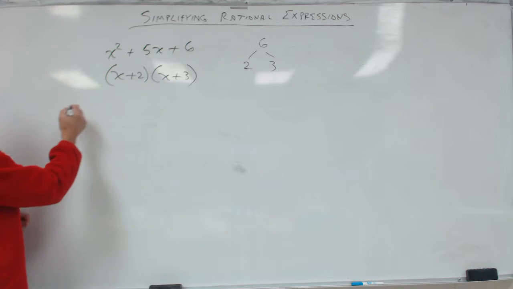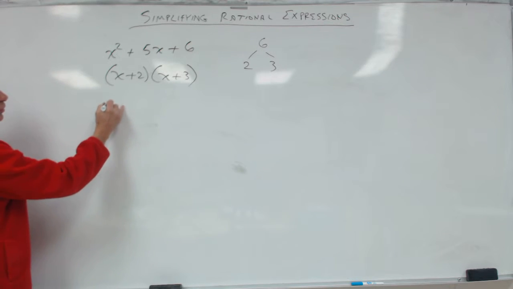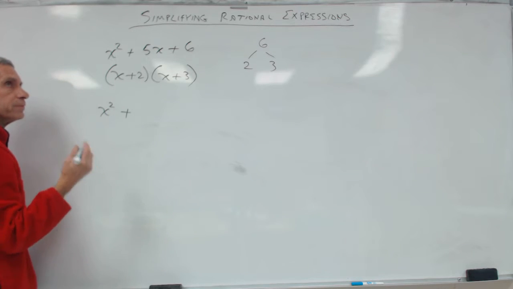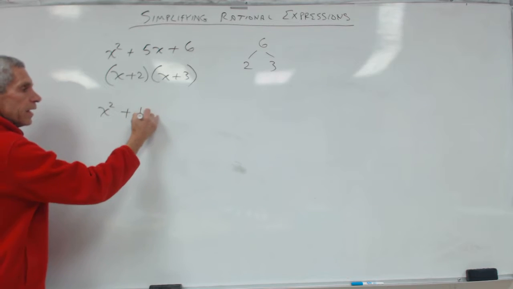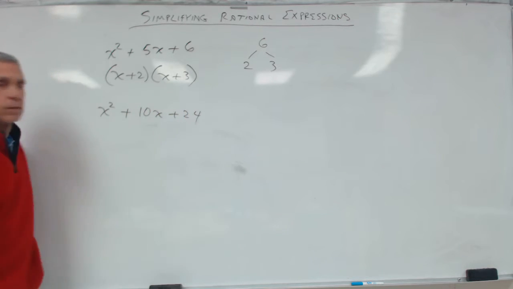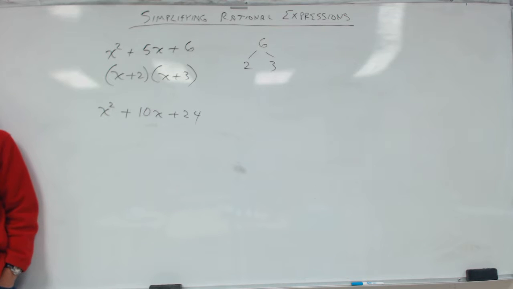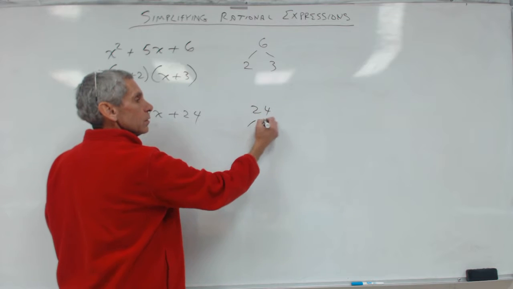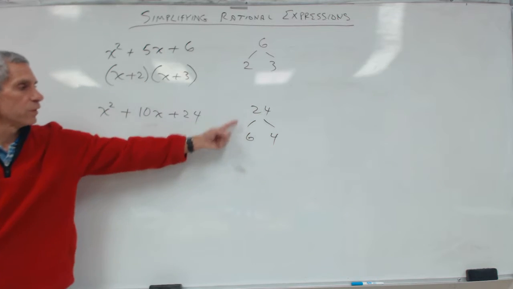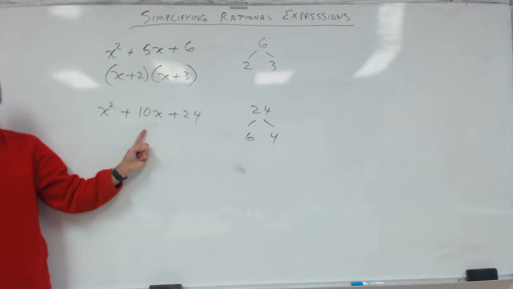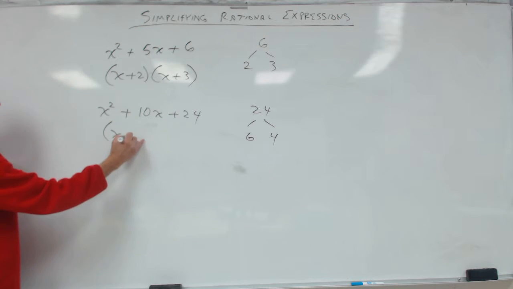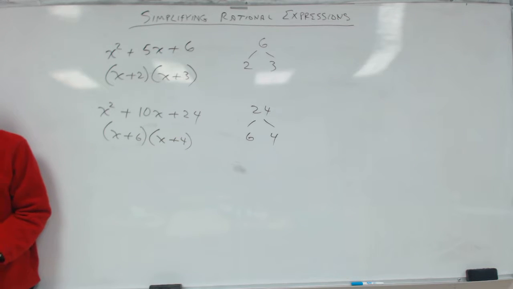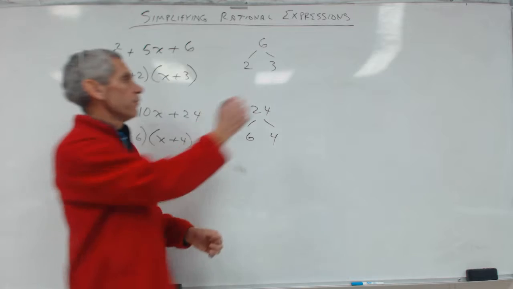Okay, so let's try another one. Let's say x squared plus 10x plus 24. So I'm looking for two numbers. 6 and 4. Okay, 6 times 4 is 24. 6 plus 4 is 10, right? So immediately it's going to be x plus 6 times x plus 4. Right? Easy, right? You guys remember this?